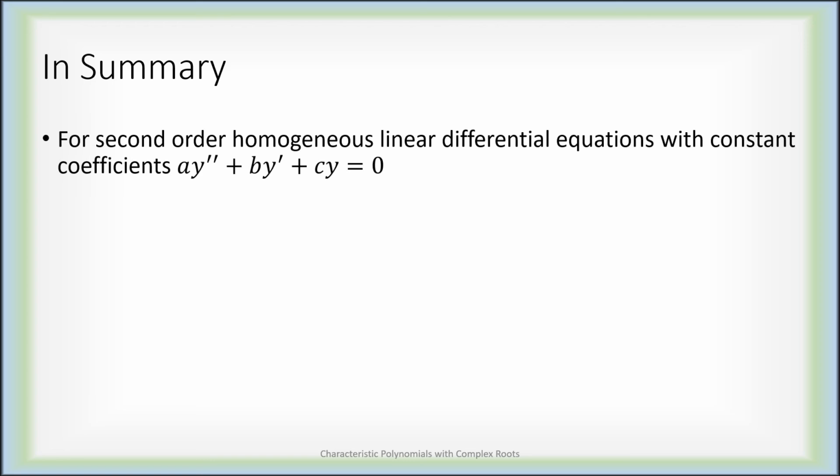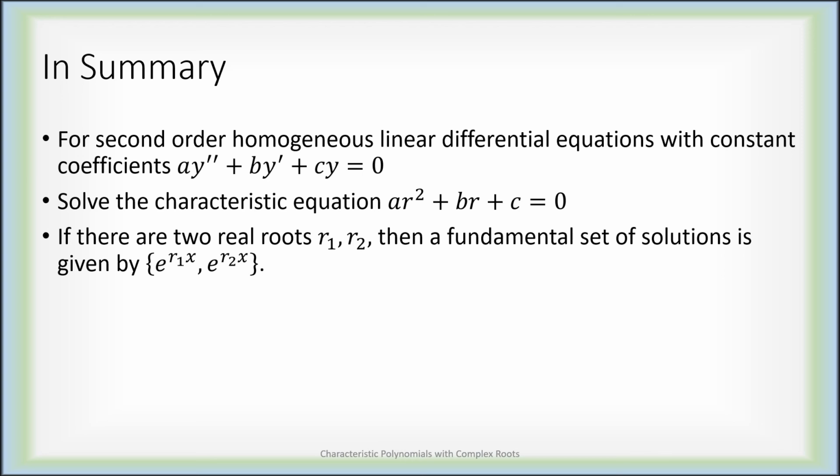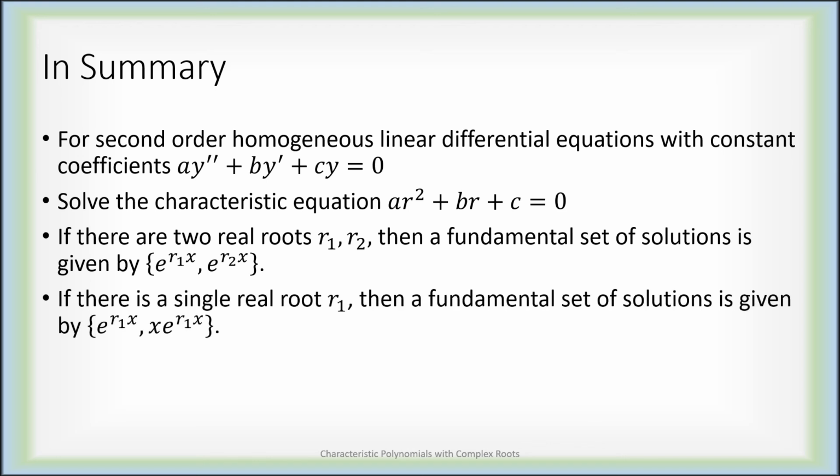Well, what have we learned today? For second order, homogeneous linear differential equations, constant coefficients, ay double prime plus by prime plus cy equals 0, we solve the characteristic equation and find the roots of the characteristic polynomial, ar squared plus br plus c equals 0. If there are two real roots that are different from one another, we just get two exponentials as a fundamental set of solutions. If there's a single real root, then e to the r1 x and x times e to the r1 x form a fundamental set of solutions.